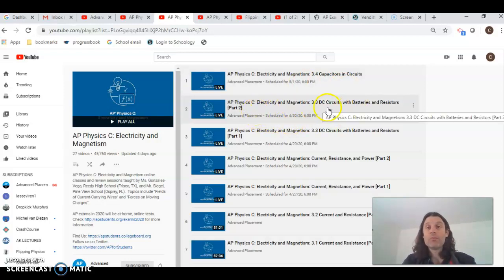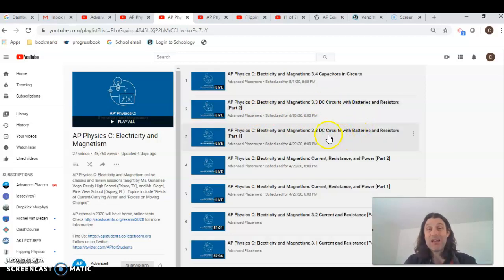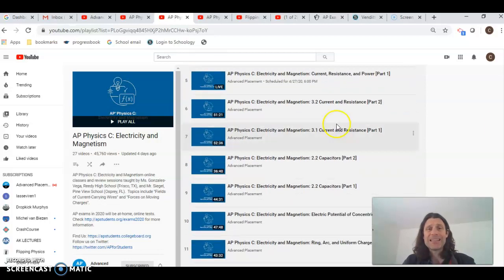April 30th will be DC circuits with batteries and resistors, but that can't be that hard. More circuits with batteries and resistors. So these again are scheduled for the 28th. Today is the 27th here, so it's 6 o'clock. They'll give you some P equals IV. And then as you see down here, there's 51 minutes, 21 seconds.